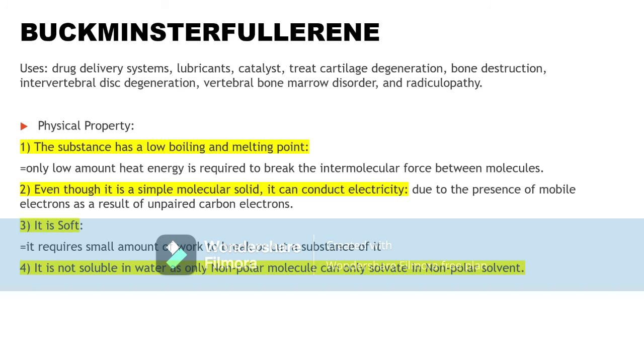Number two is that it is a simple molecular solid and it can conduct electricity due to the presence of mobile electrons as a result of unpaired carbon electrons. Number three, it is soft. It requires a small amount of work to break or cut a substance of Buckminster fullerene.